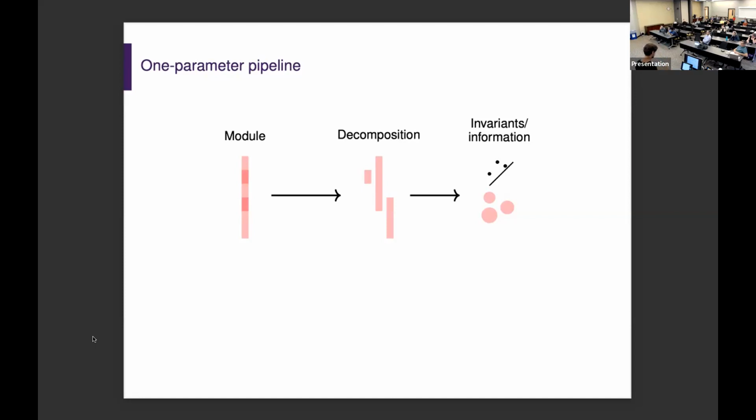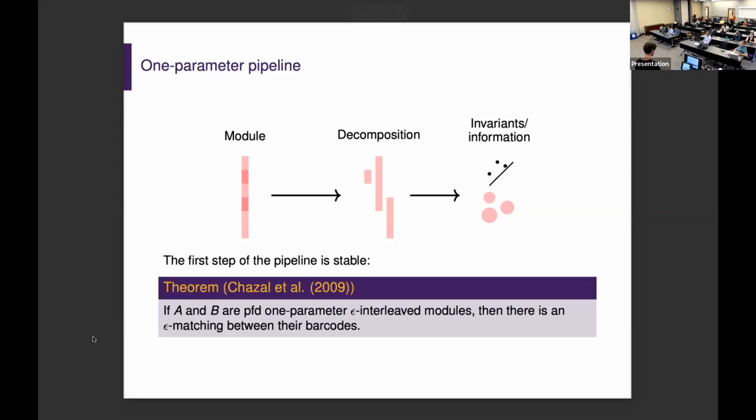And one important thing when we have a pipeline like this is that we want stability. So if you take 2 modules that are similar, maybe they're just separated by some noise in the original data set, then we want the decompositions to be similar, because if they're not, then we can't really trust that the decomposition tells us something interesting about the data set. It might just depend on the noise. And luckily in 1-parameter persistence, we have such stability.